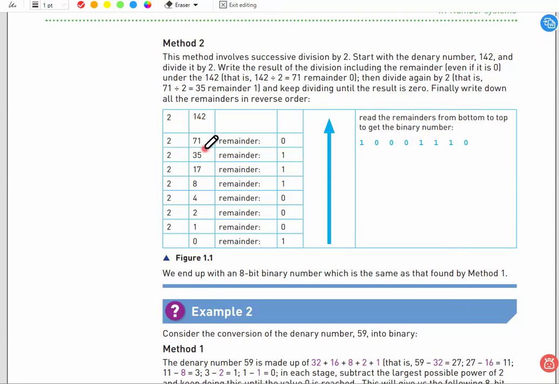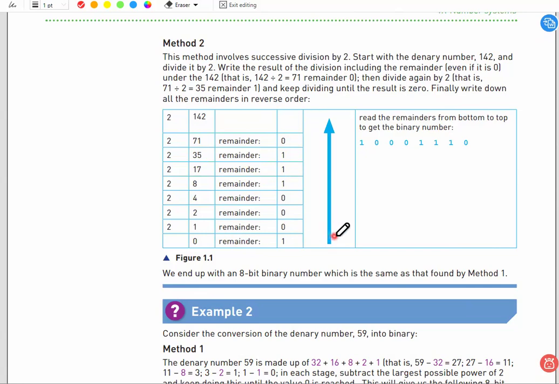Here 2 is divided by 71, the answer is and the remainder is 0. When we divide 271 by 2, the remainder will be 1. Okay, here we did 32 and 1. Similarly, we move ahead: 17, remainder 1. Here it is 8, remainder 1. And 2, 4, remainder 0. 2, 2, 0, 1, 2, 1, 1, 0 remainder.